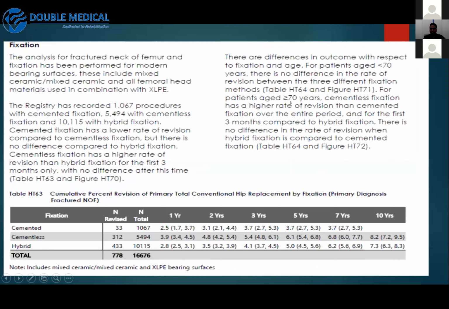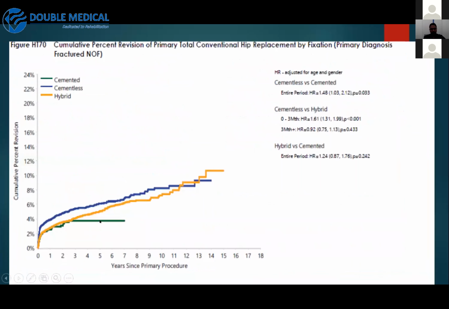However, for patients more than 70, it was very obvious that the cementless fixation had a higher rate of revision than cemented fixation over the entire period, and especially the first 3 months. This was due to periprosthetic fracture and intra-op complications. Compared to hybrid, there was no difference in rate of revision when hybrid is compared to cemented. So this is the graph which is showing. You can see the lowest revision rate in the cemented.